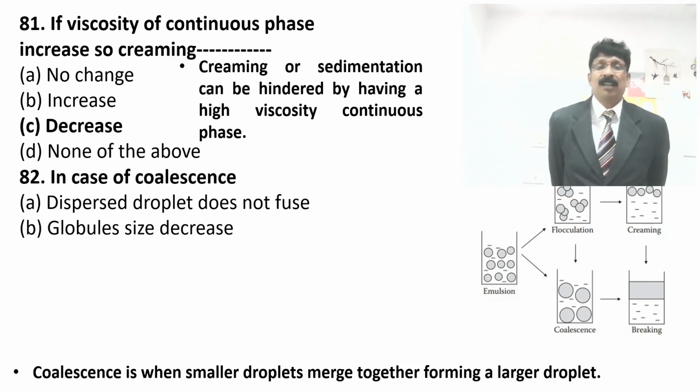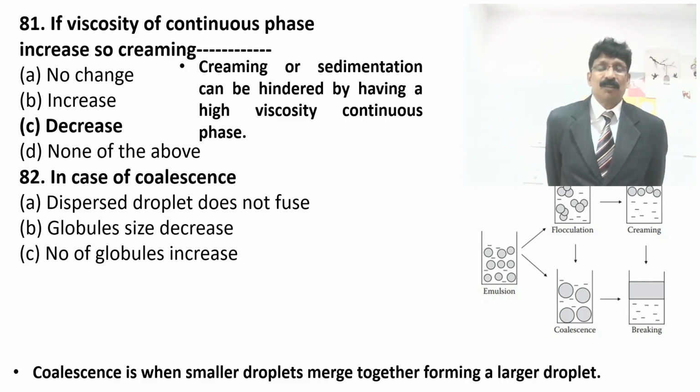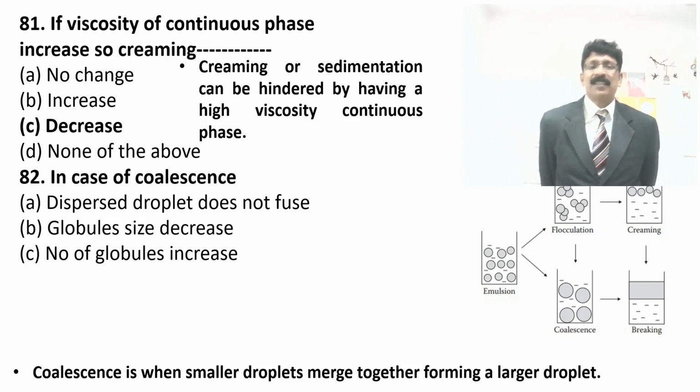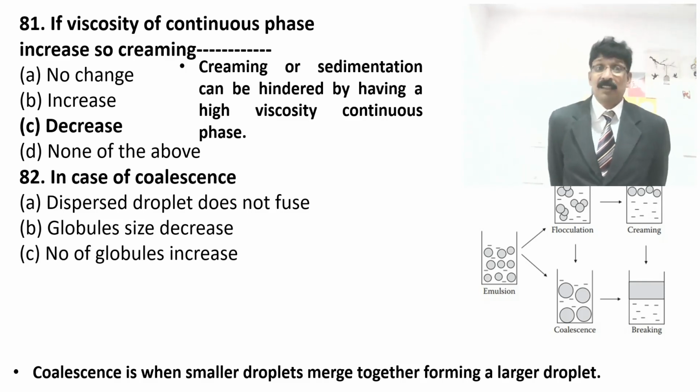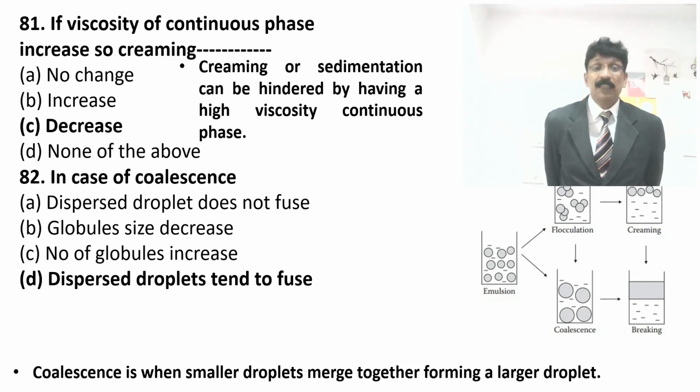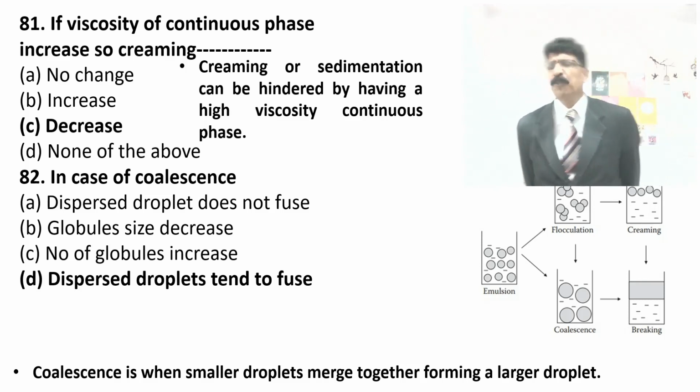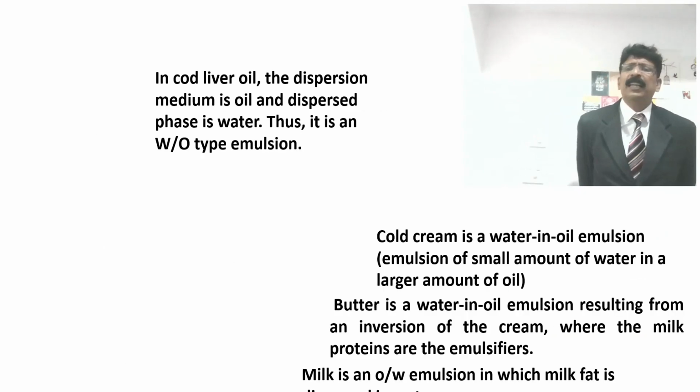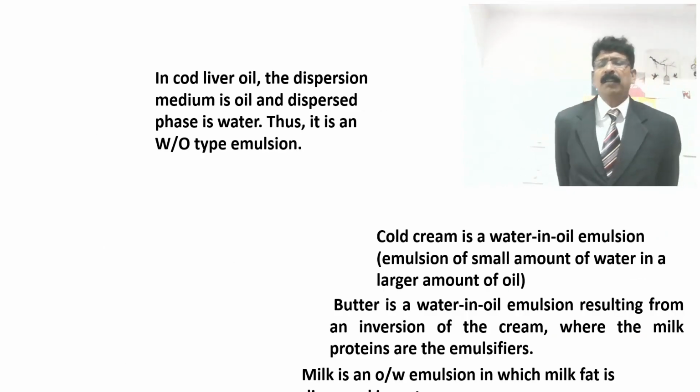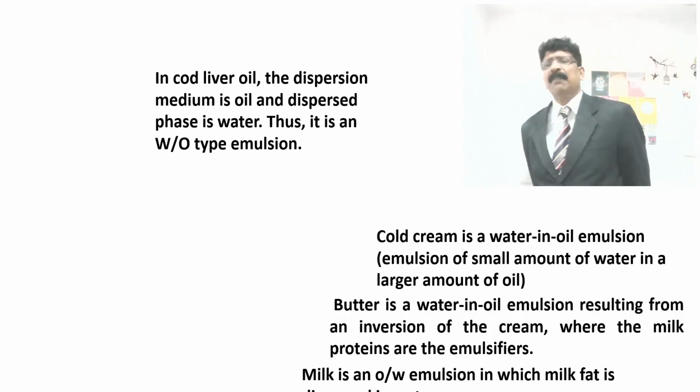In case of coalescence, dispersed droplets do not fuse? I think it is wrong. Globule size decreases? No, it is increased, as in the picture itself. The number of globules is simply given. Dispersed droplets tend to fuse. That's why they become big and immediately cracking or breaking will take place.